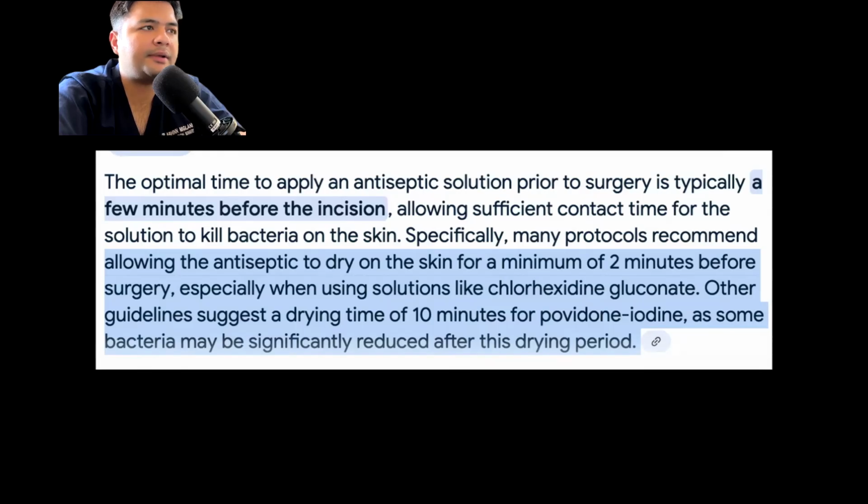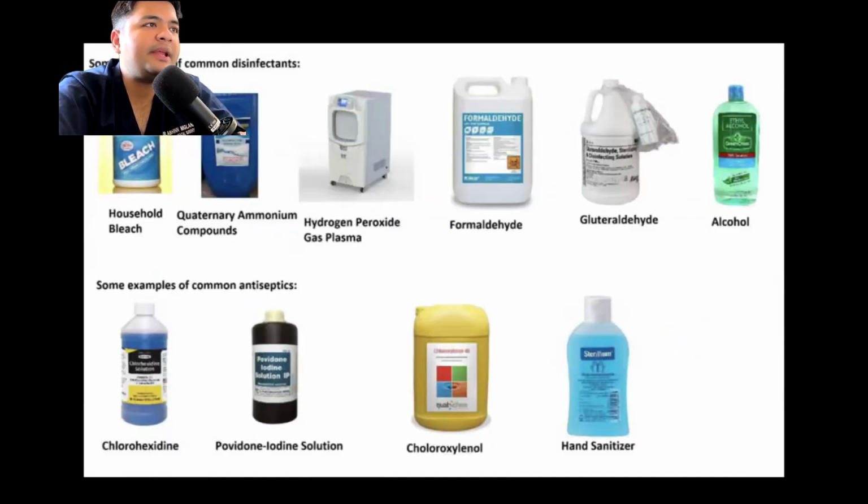this drying period. So some common examples of the disinfectants used are household bleach, quaternary ammonium compounds, hydrogen peroxide, formaldehyde, glutaraldehyde, alcohol. Some examples of common antiseptics include chlorhexidine, povidone iodine solution, chlorxylenol, hand sanitizer.